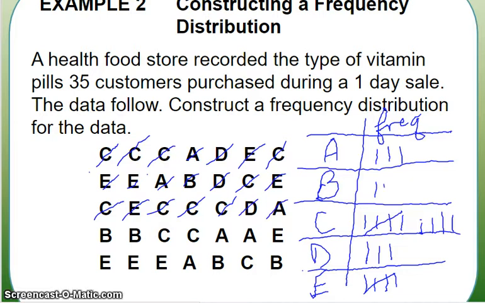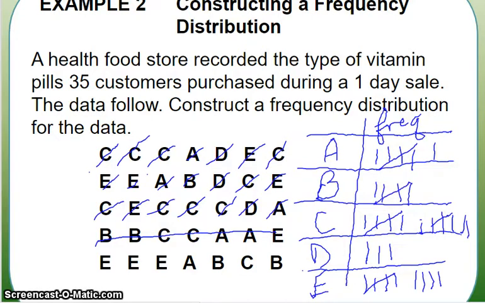Fourth row down, I've got 2 B's, a C and a C, an A and an A, an E. So that's the next row. I'm just going to put a line through them all. And then I've got 3 more E's, 1, 2, 3, an A, a B, a C, and a B.